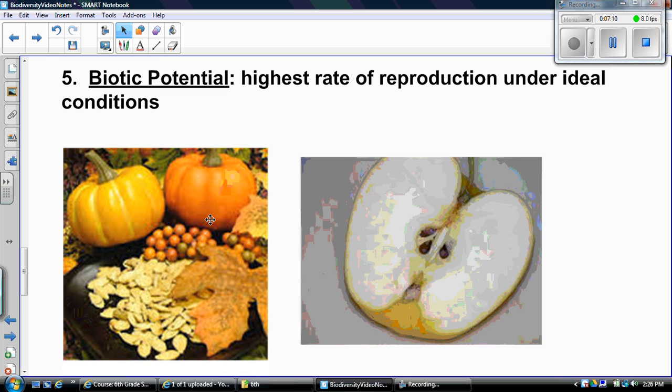So if you take a look at a pumpkin, as you guys know, in October when you carve your pumpkins and you open them up, you have to remove all the pumpkin seeds. Well, each one of those pumpkin seeds could turn into a new pumpkin if it was planted right. So think of how many seeds come out of one pumpkin. Then take a look at an apple. There's usually only about 3 or 4 seeds in one apple. So if you think about which one has the greatest biotic potential, the pumpkins have a greater biotic potential. They have a greater chance of reproducing and increasing their population because they have more seeds than an apple.